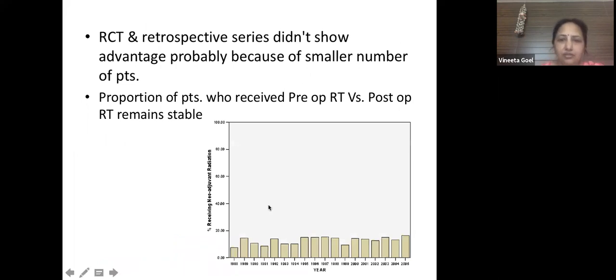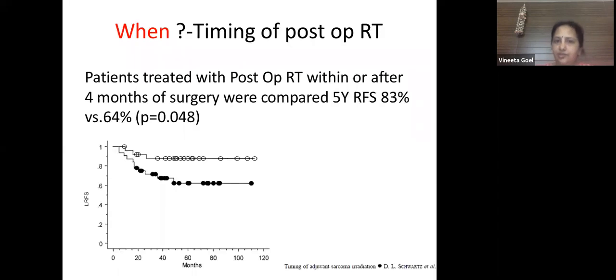But somehow preoperative radiation therapy has not taken off well. And this is a graph which is showing the percentage of patients who are treated with preoperative radiation therapy across USA. If you look at this from 1988 to 2006, the numbers have almost remained stable. And somehow, I think this is not very well acceptable to our surgical colleagues.